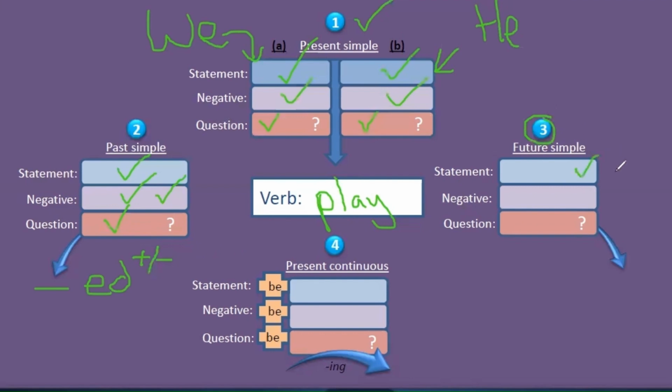Yes, I will. No, I won't. I will not play tennis later, or I won't play tennis later. Question, will you play tennis later? Yes, I will. No, I won't. Check. Present continuous.